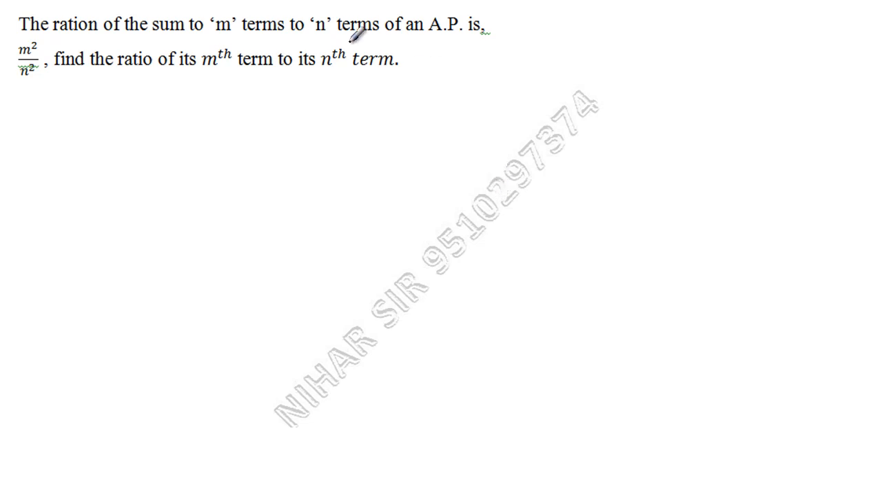This is really a very easy question. The ratio of the sum to m terms to n terms. So this is about sum. The sum to m terms to n terms of an AP is m square upon n square. Find the ratio of its mth term to its nth term.